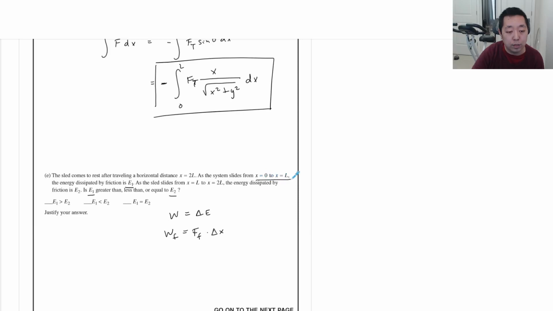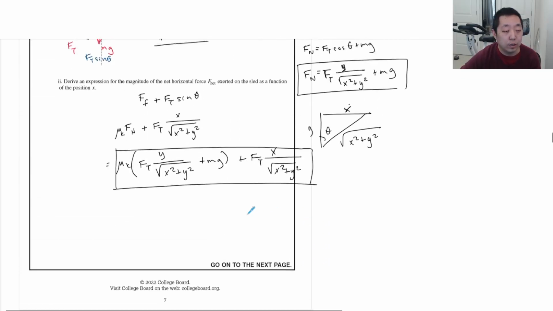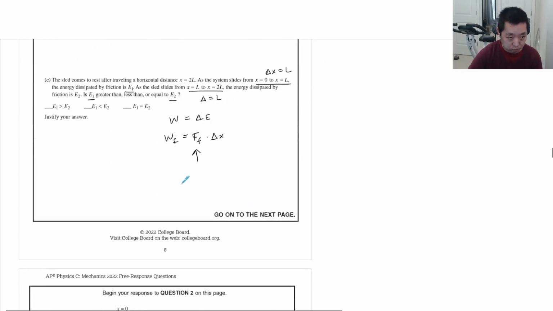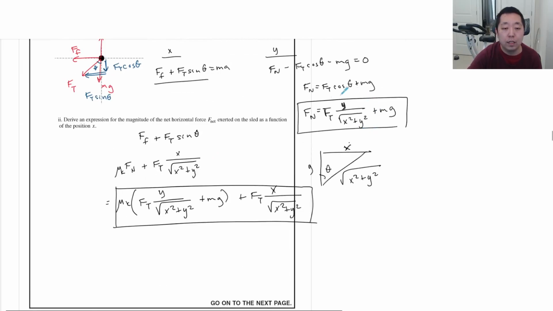We're going from 0 to L. That's a displacement of L. And here's a displacement of L. So really what I want to compare is whether the force of friction is any different. Well, let's look at the force of friction equation. Force of friction is equal to mu k times Fn. Mu k is constant. How about Fn? Let's look at our expression for Fn. Fn is here, like this, right?